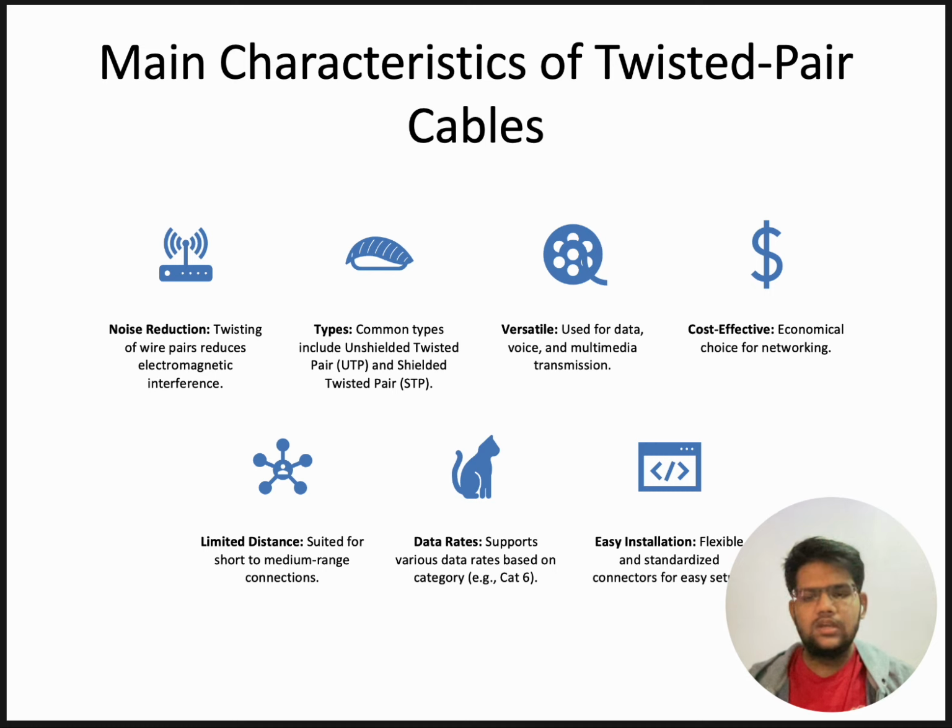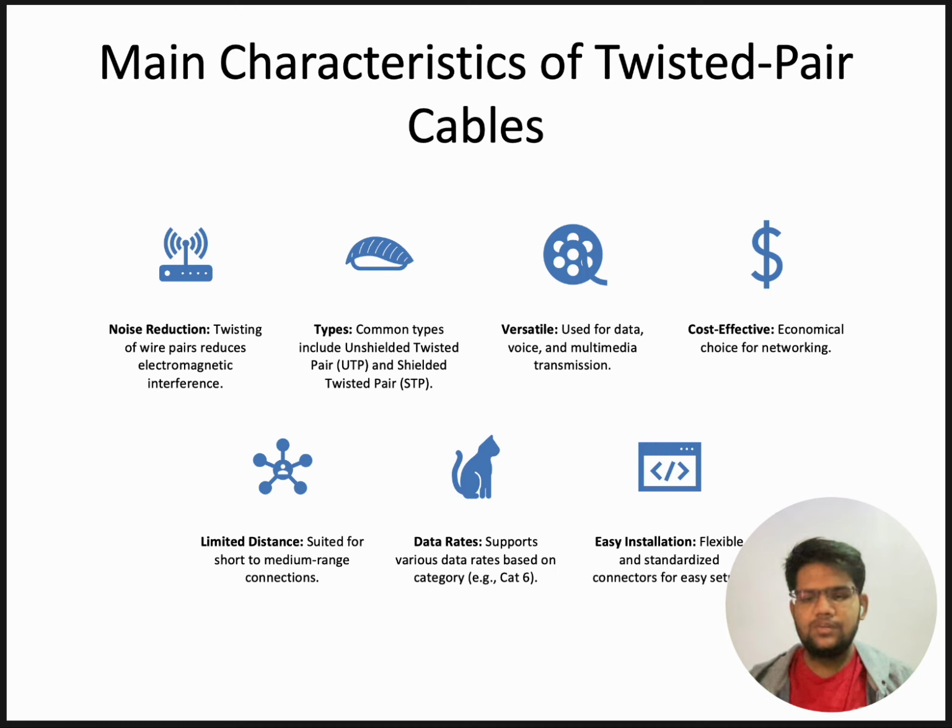Third, versatile. Twisted pair cables are incredibly versatile. They can handle data, voice, and multimedia transmission, making them suitable for various applications. Cost effective. These cables are cost effective, which is why they are a popular choice for networking. They offer good performance without breaking the budget. Distance limited. Twisted pair cables are best suited for short to medium range connections. They are perfect for networking within homes and offices, but not for extremely long distances.